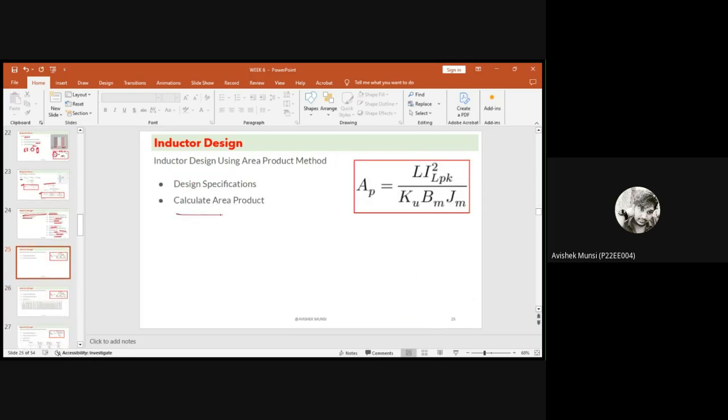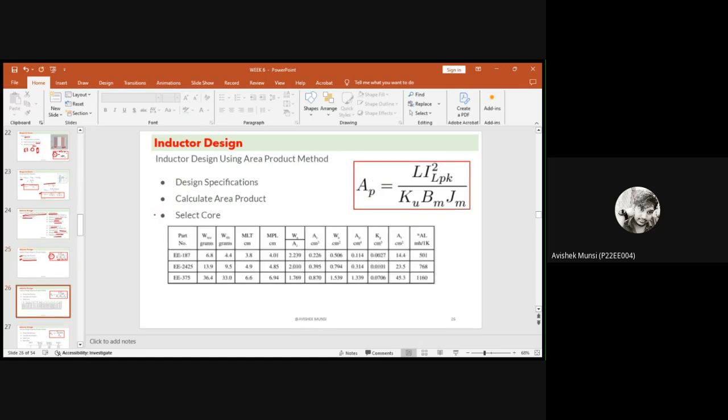Next thing we have to calculate is the area product. So this is the area product, which can be written in terms of L, I_L peak, which is the peak current of the inductor, this is the utilization factor, this is the magnetic flux density, and this is the current density. So first we have to calculate this to decide the design. Then you have to calculate the area product of it.